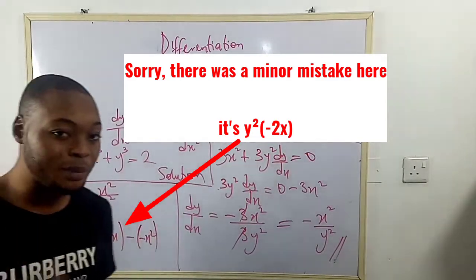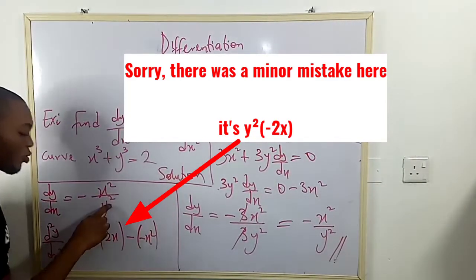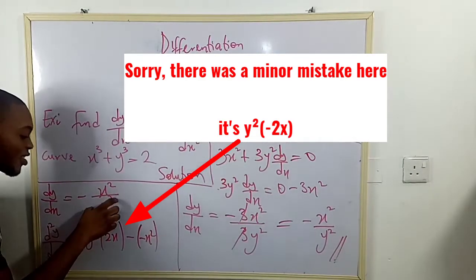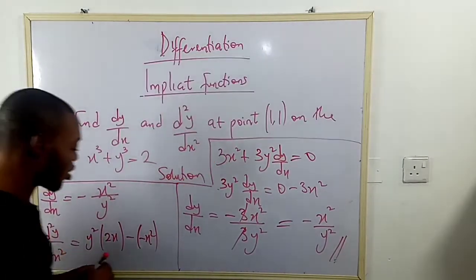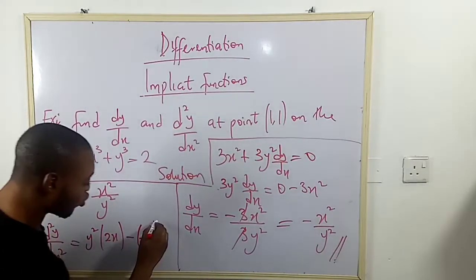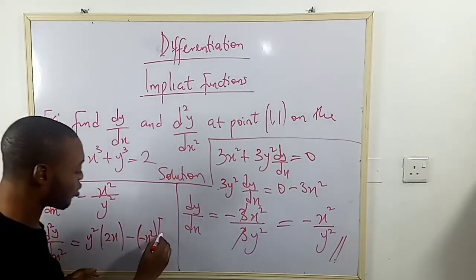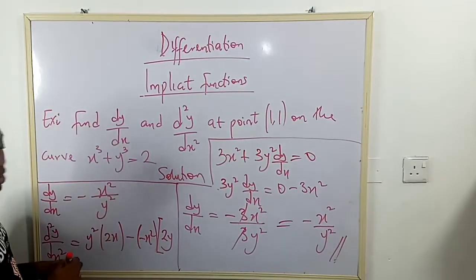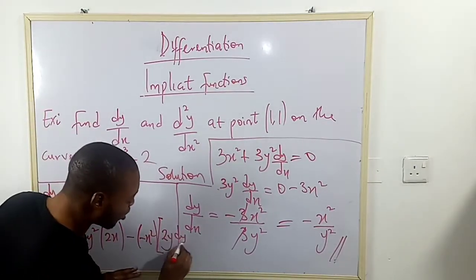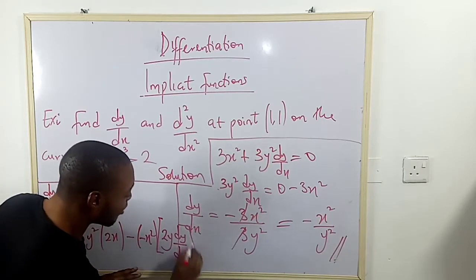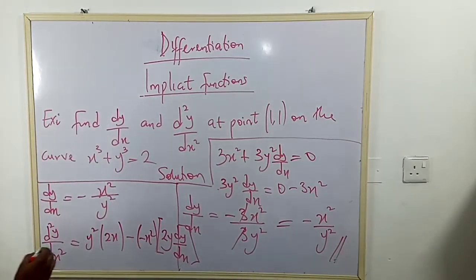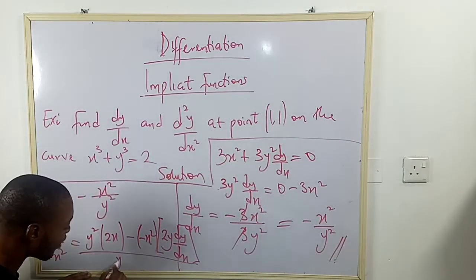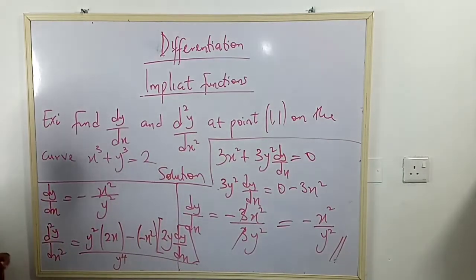dv/dx means you differentiate y squared. Don't forget we are dealing with an implicit function. So this y squared, you differentiate it as a function of another function. First you differentiate y squared with respect to y, which is going to be 2y. Now you differentiate y. So the derivative of y is what? dy/dx. So that means we have 2y dy/dx all over v squared, y squared everything squared, that's y raised to power 4.